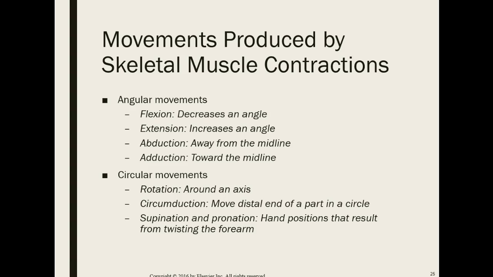So rotation would be moving the head from side to side, shaking your head no. Circumduction is going to be, if you were to do kind of airplane arms where you spin your hands around, big wide circles, that would be circumduction. And then supination and pronation are hand positions that result from twisting the forearm. So supination, if you think of holding a cup of soup, that would be the position of your hands in supination. And then if you twist the hands down, that would be pronation.